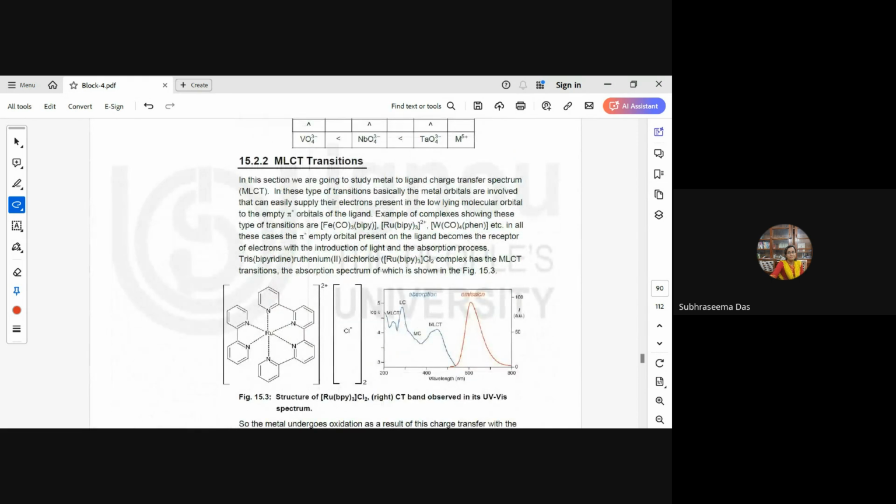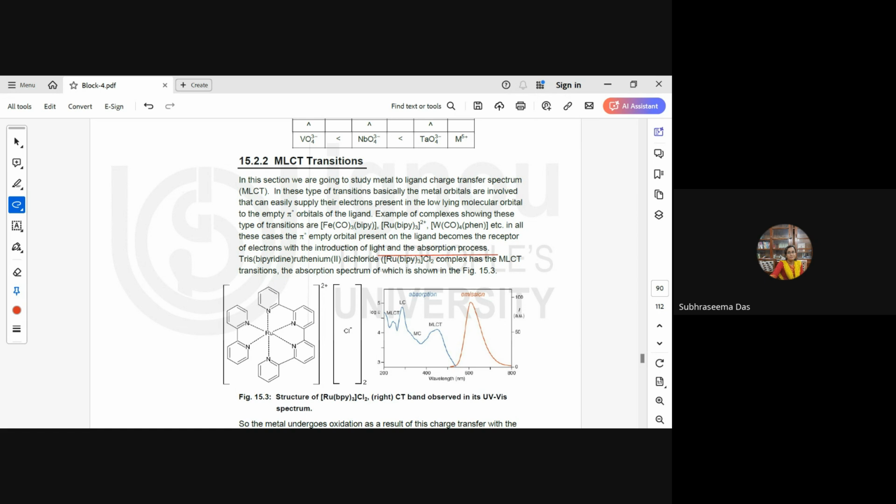Here the comparison and ease of reduction of metal ions that have a greater intensity in their absorption has been listed. Now MLCT is the metal to ligand charge transfer spectrum. In this spectrum, the metal orbitals supply their low lying electrons to the empty pi star orbitals of the ligand. Examples of this type of complex have been given. In all these cases, the empty pi star orbital present on the ligand accepts the electrons with the introduction of light in the absorption process.